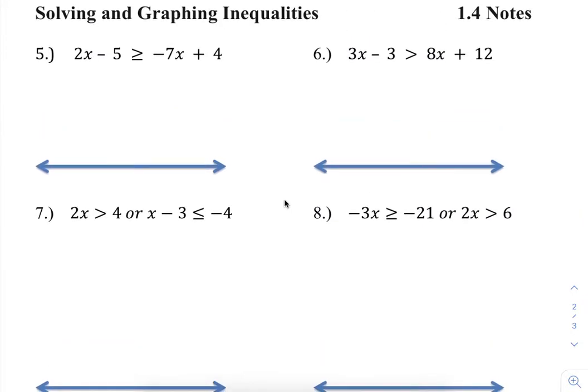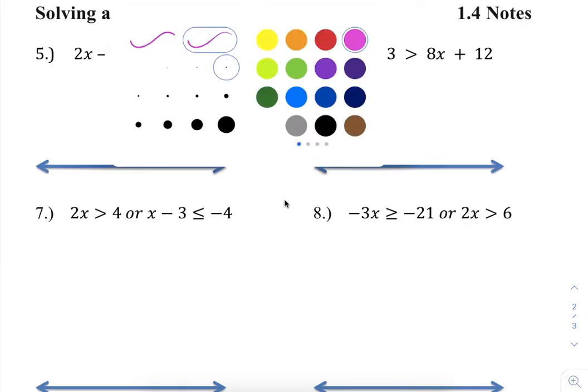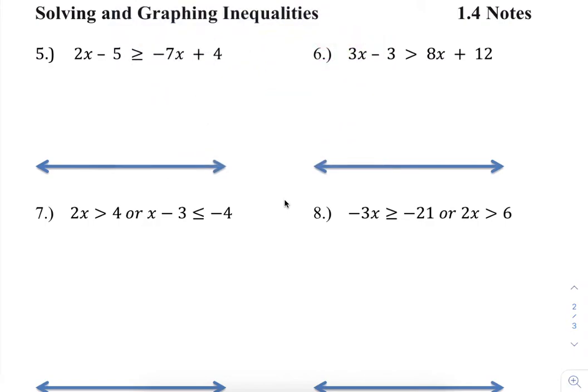All right, on the back page, we're going to start getting a little bit more complicated than just the two-step problems. So let's go ahead and look at problem 5. We are first of all going to notice that there are variables on both sides. Nothing to distribute or combine, but we do need to get all the x's to one side.